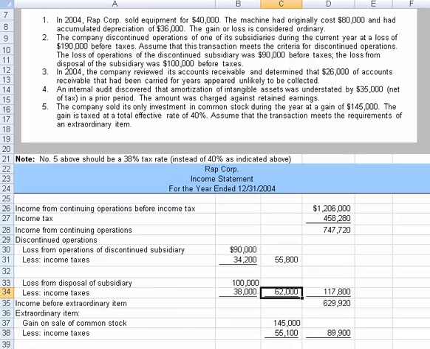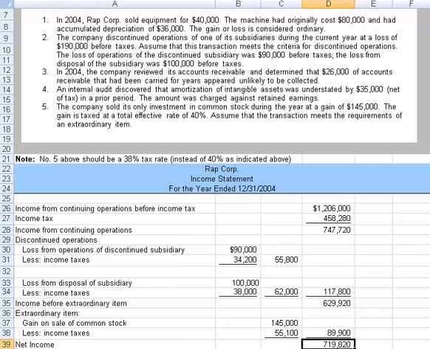Let's see if I can format this a little bit better. I think it's this one that isn't formatted correctly. Yeah, there. Now that lines up. So a net extraordinary gain of 89,900. And after that, what we have come up with is net income. And net income, we would take the income before extraordinary items plus the extraordinary item, right? In this case, it's a positive adjustment because it's a gain.